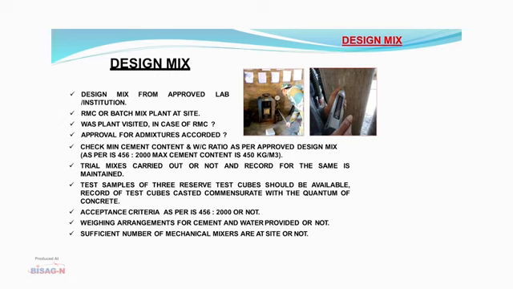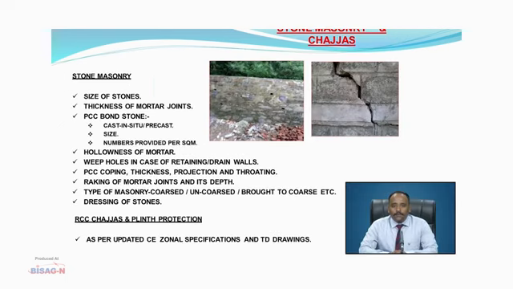Sufficient number of mechanical mixers are to be ensured at site. For the stone masonry work, the size of the stones and the thickness of the mortar joints have to be ensured. Also, the PCC bonding stone, casting in situ, has to be weighed against the availability or usage of precast blocks. Also, their size and numbers which will be required per square meter of construction has to be ascertained prior to commencement of the work.